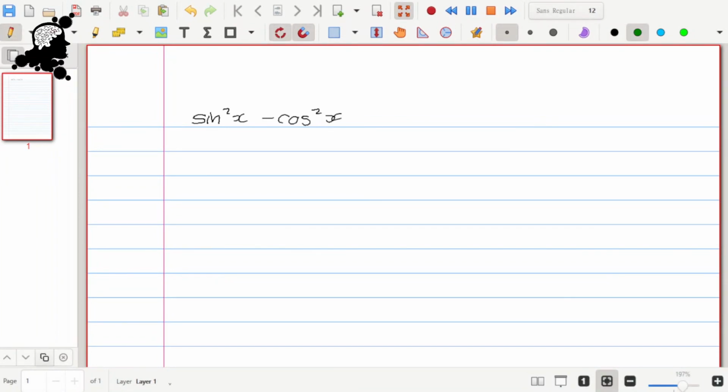So let's just write this down on the side. Our double angle identity for cos of 2 theta is supposed to be cos squared x minus sine squared x. And in the question here, I've got the total opposite.